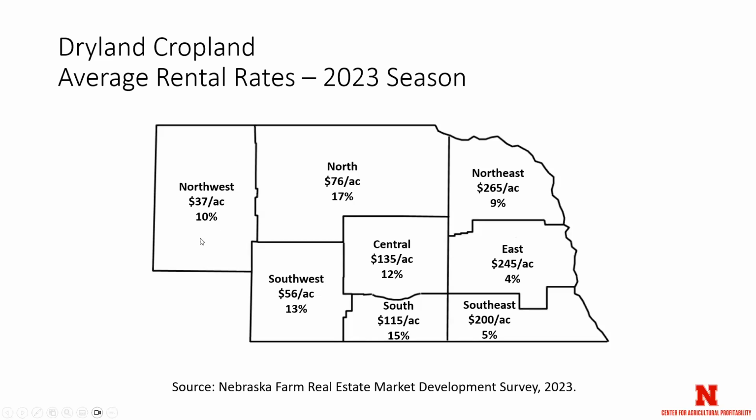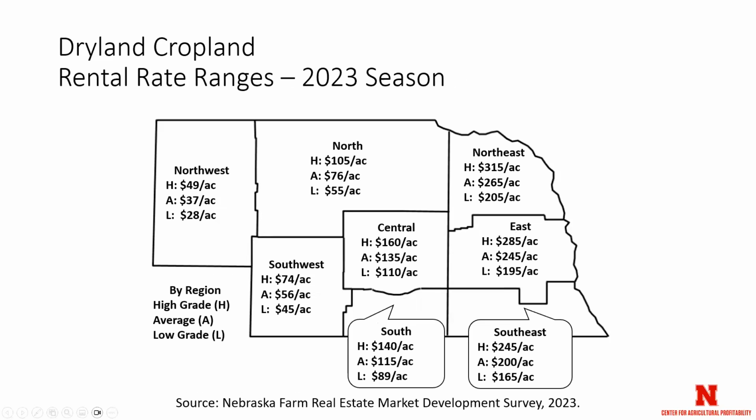So a few things that we have here, keeping in mind this is the overall average for the region. And in addition to the overall average, we have the range up here that's called HAL. HAL stands for the average of the high grade, average of the low grade, and the overall average. What we mean by that is, let's pick on central Nebraska.